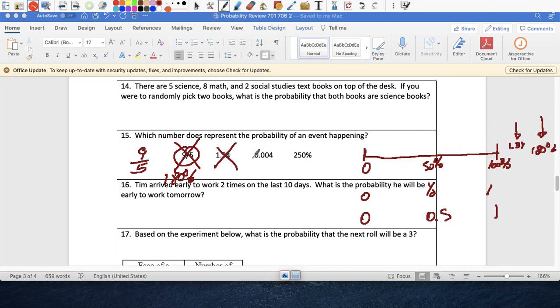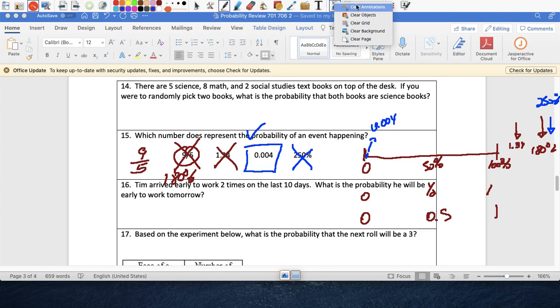No. Where is 0.004? 0.004 is very close to here. Does that show the probability of an event happening? Yeah, a very small one, but it still does. 250%. Where is that? 250% is over here. Right? So does that show the probability of an event happening? Also, no.